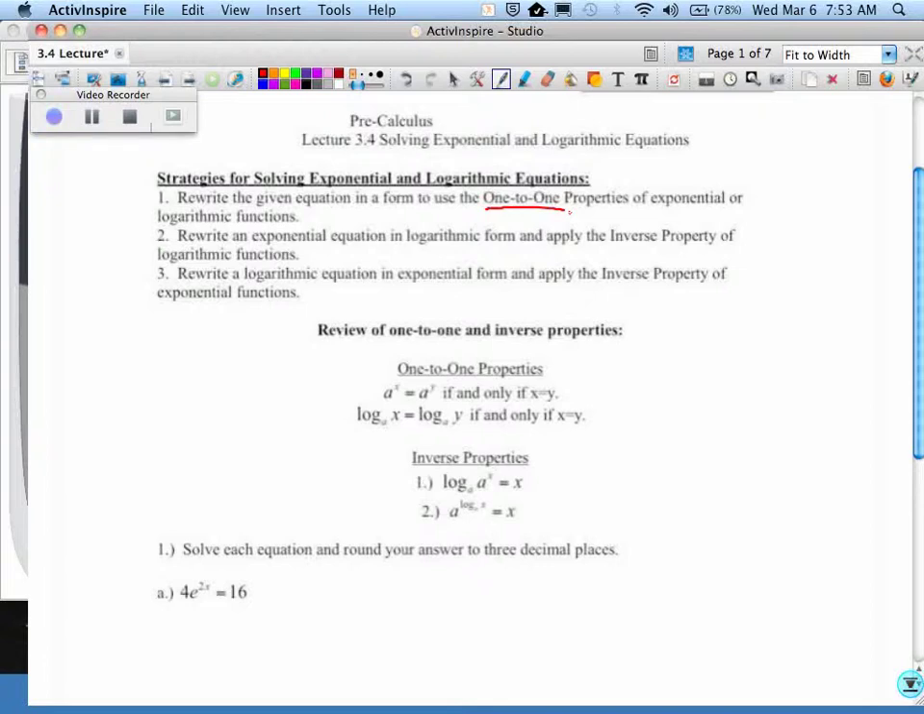Step 2 would be write the exponential and logarithmic forms. So that just means switch forms. And basically 3 is the same thing. Solve the equation, round your answer to 3 decimal places.